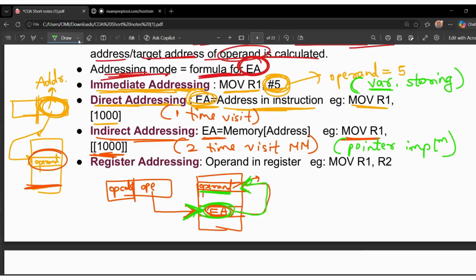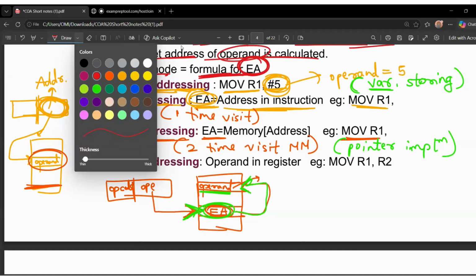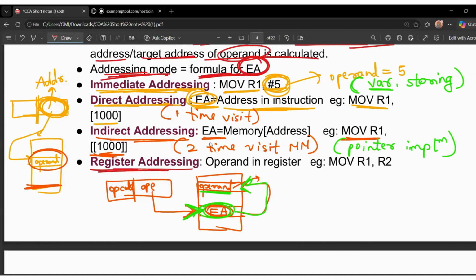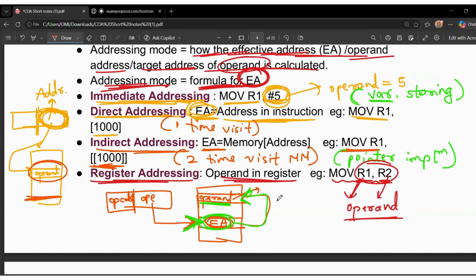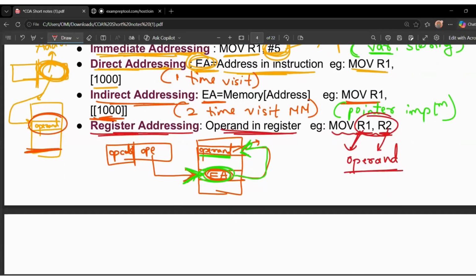Now we'll proceed further. The next is register addressing. What is register addressing? The operand is present in the register. Example is move I1 comma I2. So here if you go to the I1 register, you will get the operand. So that is register addressing.